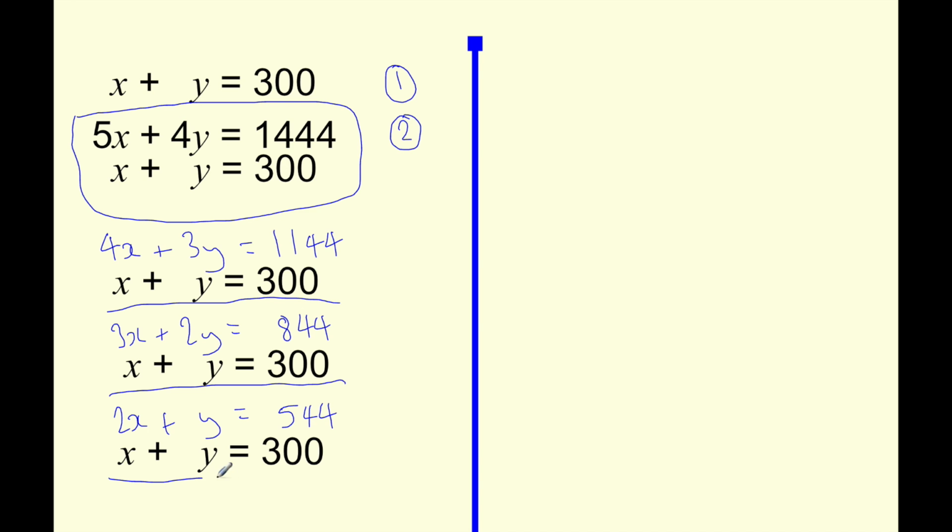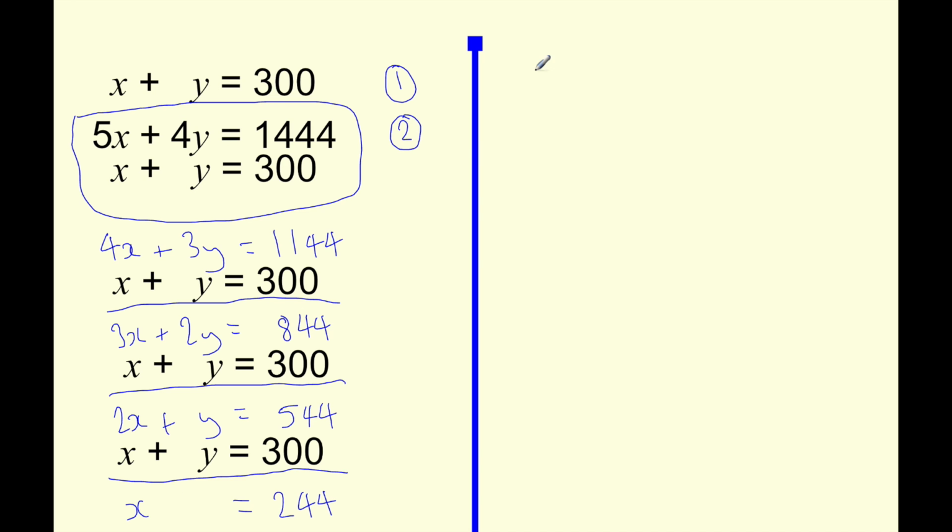So as you can see at this last step here, we're going to end up with an x. 2x, take away 1x is x, y, take away y is 0, we don't need to write that, 544, take away 300, 244. So we have that x equals 244.